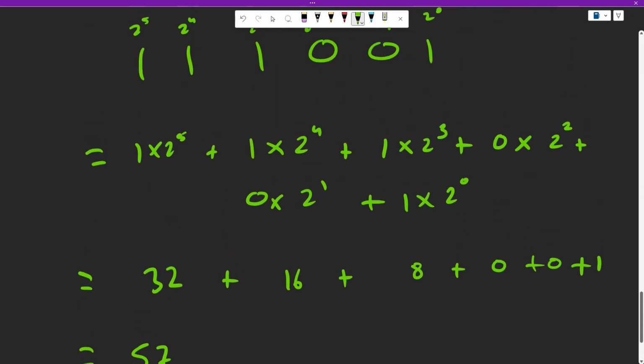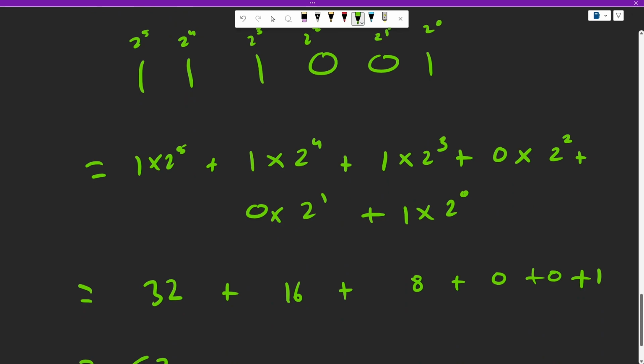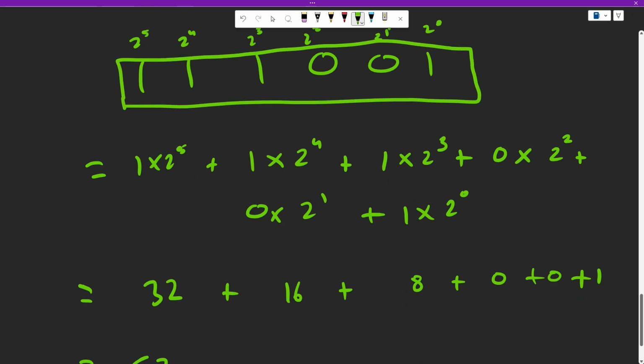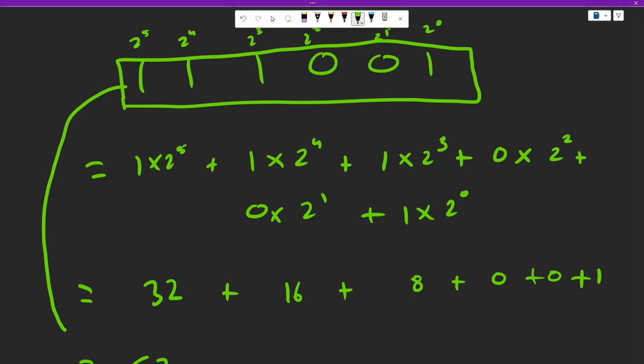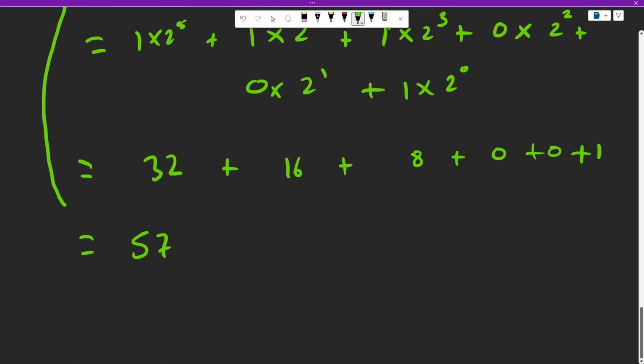So it has now been converted into a decimal number. This binary number is represented as 57. Okay, so this is how you convert a binary number into a decimal number. There are more number systems, but currently we only need to know about decimal and binary numbers.